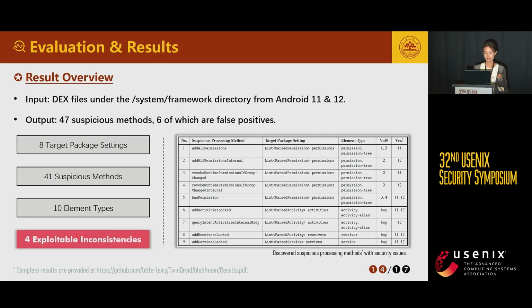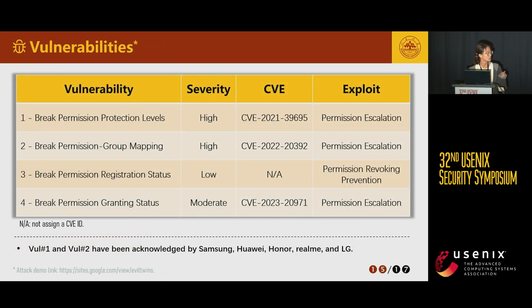In evaluation, we extracted the DEX files under the system/framework directory from Android 11 and 12 images for analysis. Finally, TwinDroid output 47 suspicious methods, and among them, we identified 4 exploitable inconsistencies, like these listed issues. 3 of the vulnerabilities can cause permission escalation, that is, obtaining dangerous system permissions without user consent, and 1 can cause permission revoking prevention. We reported these vulnerabilities to Google, and all of them were confirmed. 3 CVE IDs were assigned. Besides, since these vulnerabilities exist in AOSP, all the downstream phone vendors will be affected.